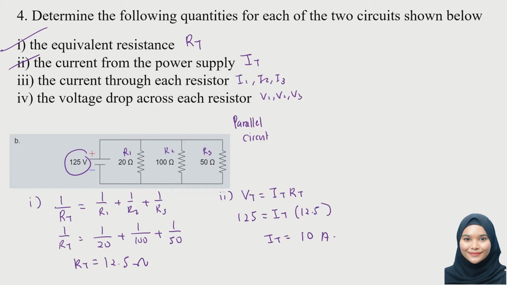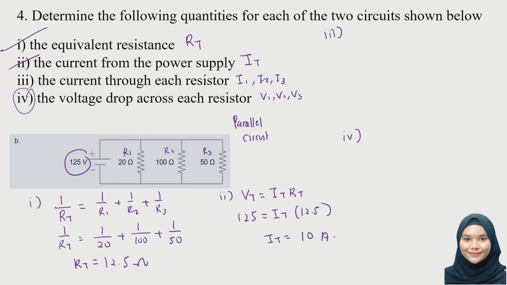So for parallel circuit, they don't share the same current. As in for the series, they share the same current, but for parallel, no, they do not share the same current. So we need to look one by one. But before we can find the current, we need to know the voltage across each resistor. So I will answer question 4 first, then only I will answer question number 3.